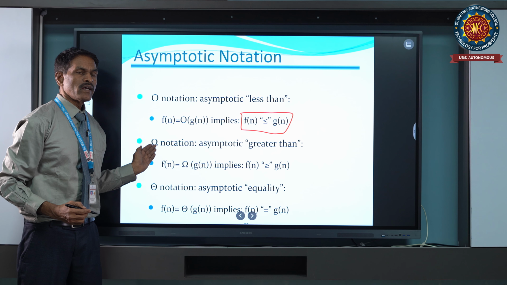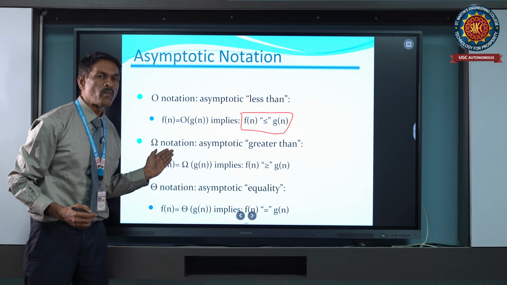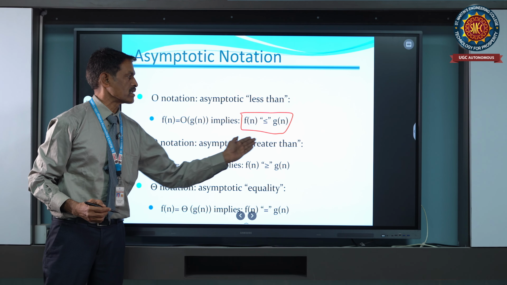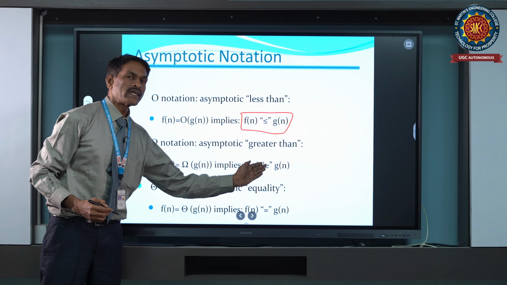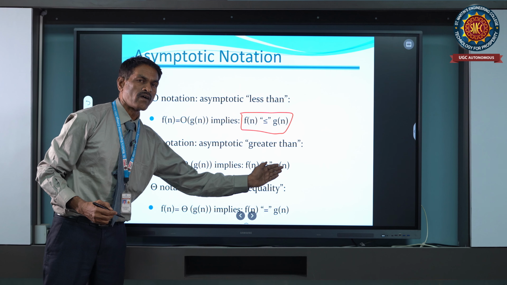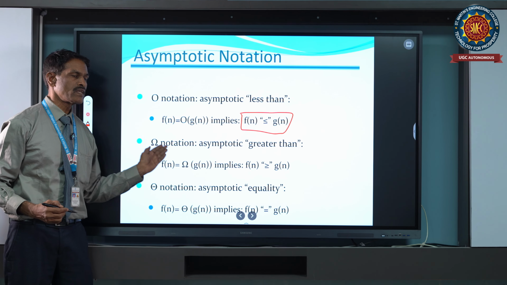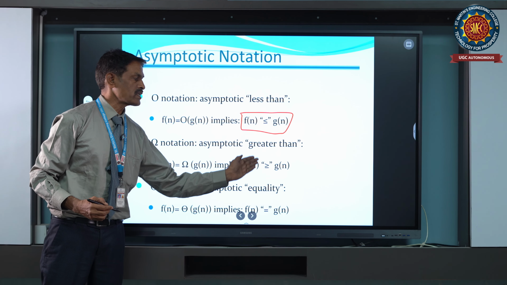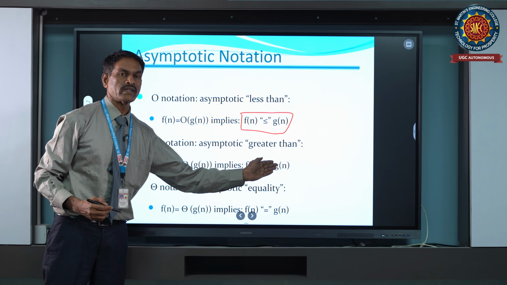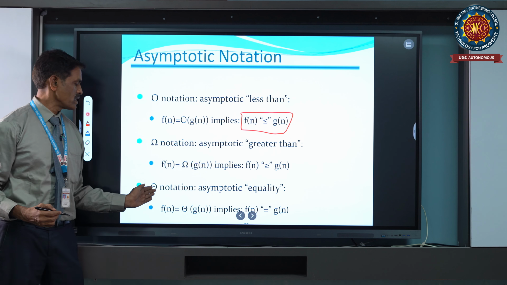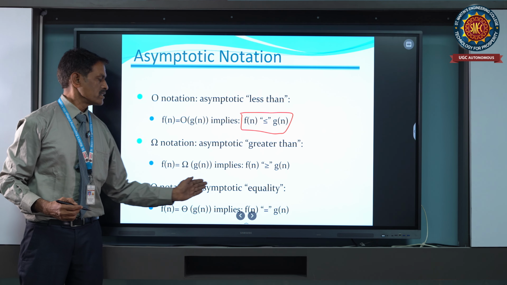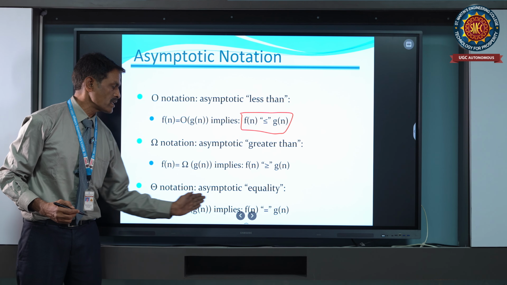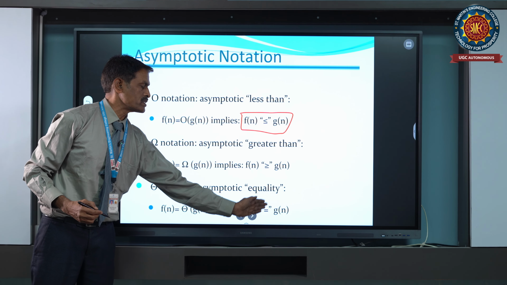Next one is the big omega notation, which means greater than. f of n is equal to omega of g of n, that implies f of n is greater than or equal to g of n. Next one is the theta notation, that is equality. f of n is equal to theta of g of n, that is f of n is equal to g of n.